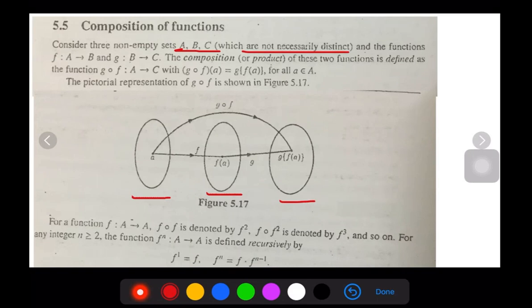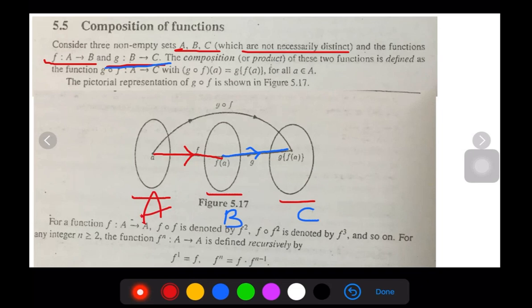Three times you have to take. And the functions are defined like this. F is a function between A and B. G is a function between B and C.